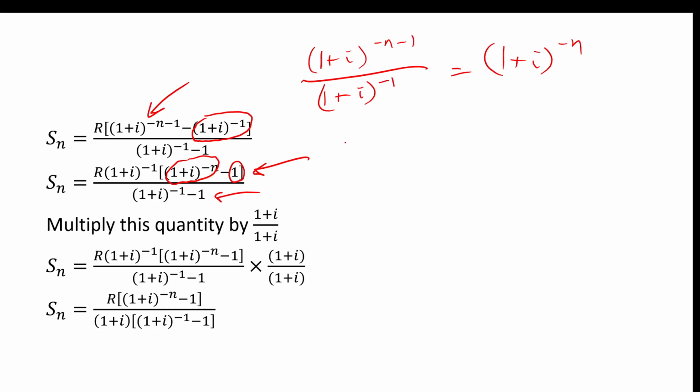Now we're going to multiply top and bottom by 1 plus I. I want you to look at this factor of the numerator. When you take R times 1 plus I to the negative 1 and multiply it by 1 plus I, all you're left with is R. That's what we have on the outside.